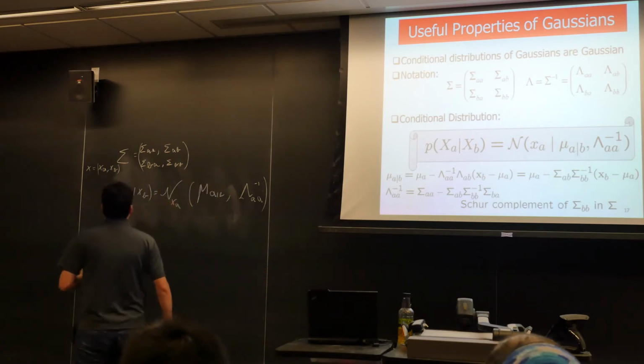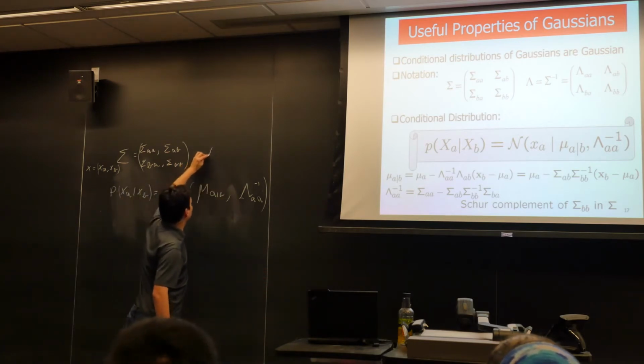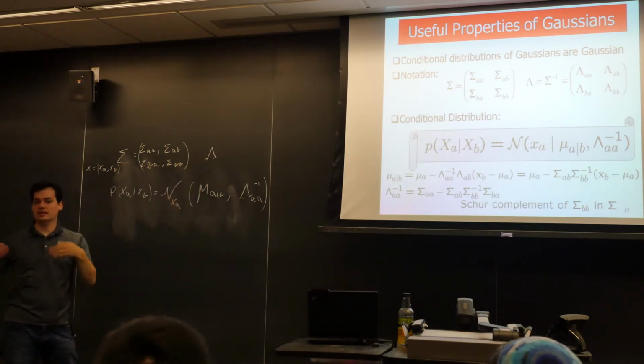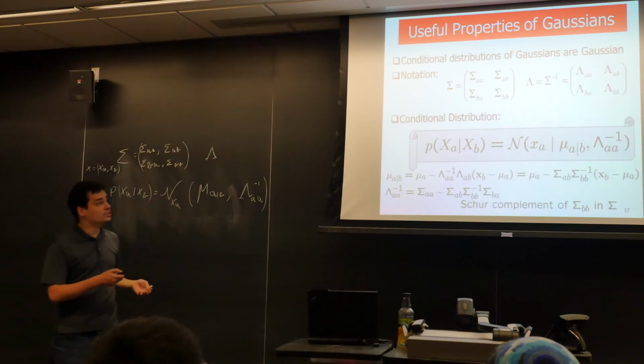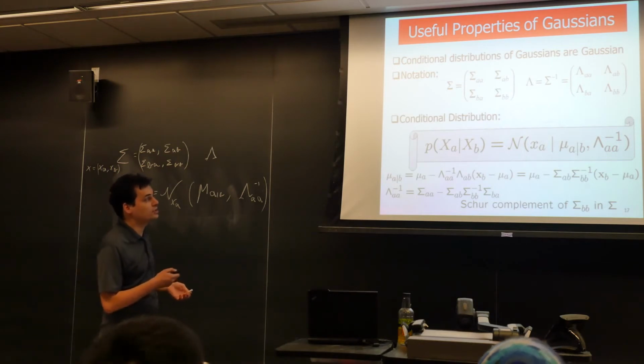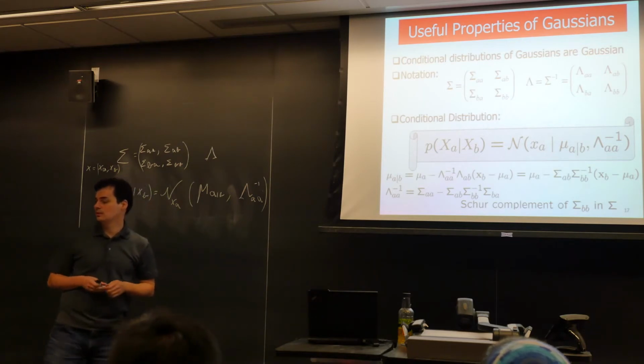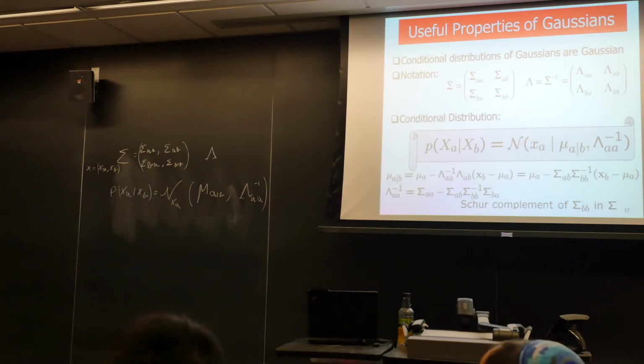Let the lambda matrix be the inverse of sigma. So sigma is a covariance matrix. I calculate its inverse, and I get another matrix. And I partition lambda the same way as I partition sigma. So there will be a lambda AA block here, a lambda AB block here, a lambda BA block here, and a lambda BB block here. Yes? Why is mu A given B dependent on XB?